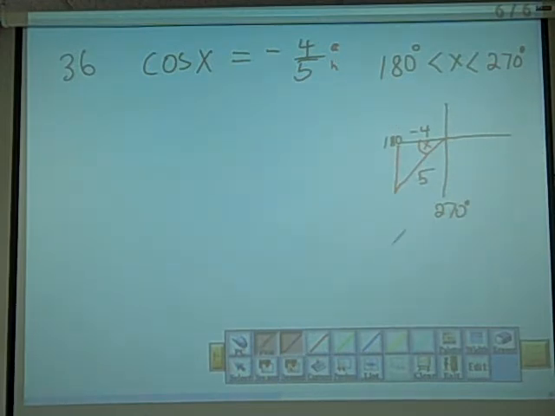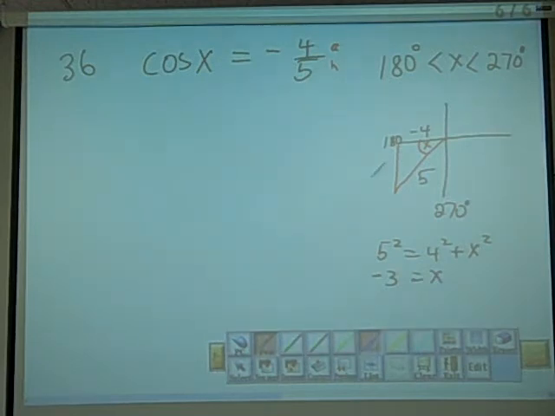Okay? Some of you already know that, but let's go ahead and work this out. We got 5 squared equals 4 squared plus x squared, and we get x is equal to plus or minus 3, so this will be a negative 3 since we're in quadrant 3. Okay? Put that in blue.